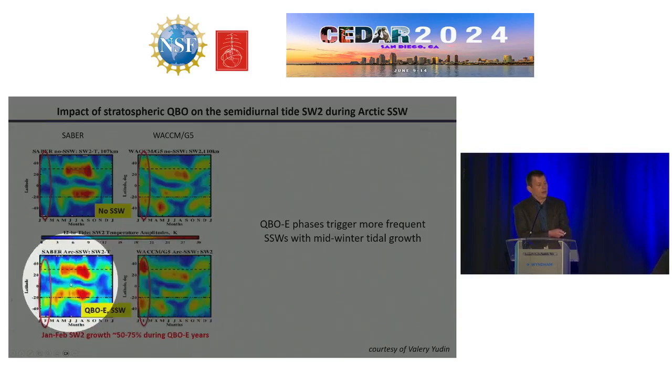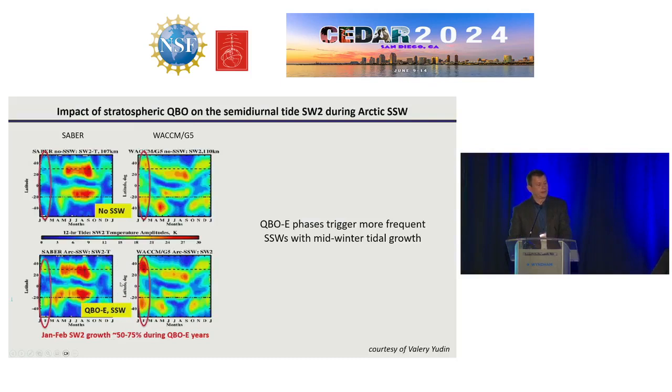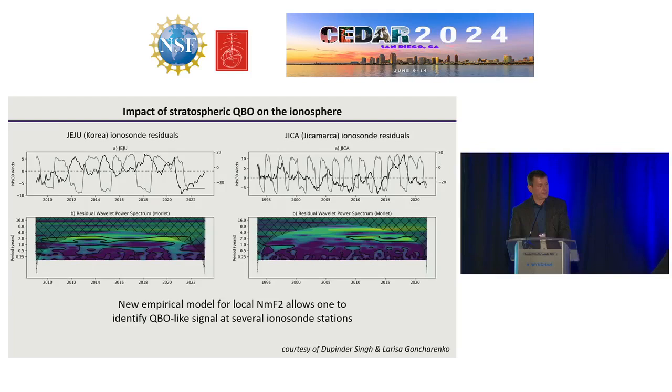If the QBO is in its east phase, there are actually more pronounced sudden stratospheric warmings and also an enhancement of the semidiurnal migrating tide. So on an interannual scale, the QBO has many more impacts.